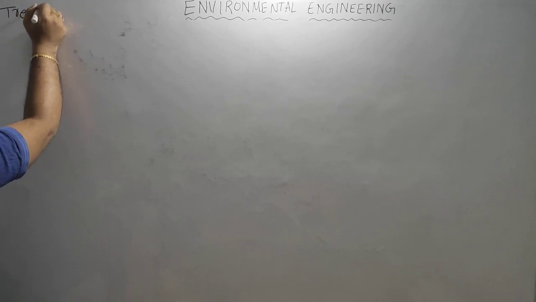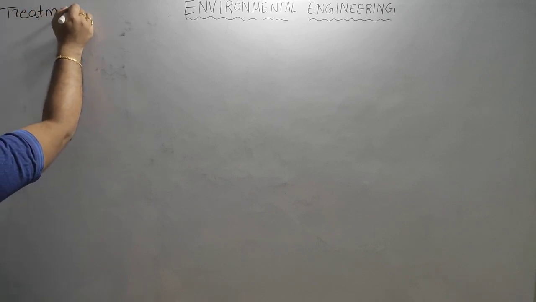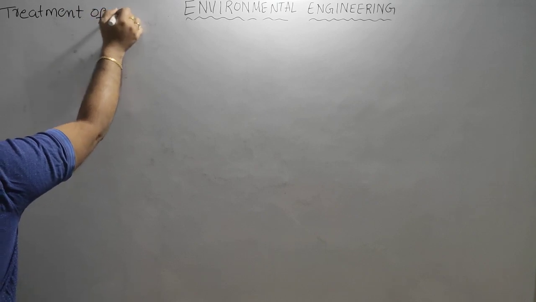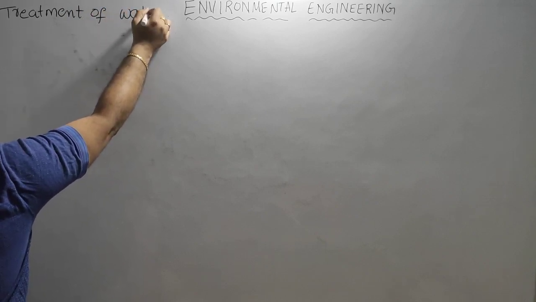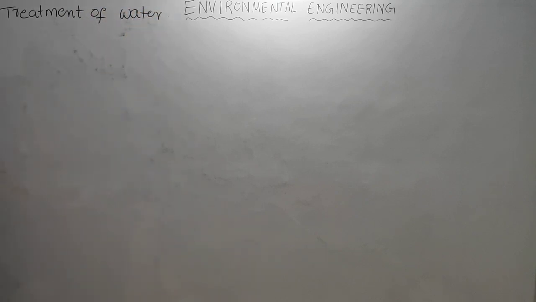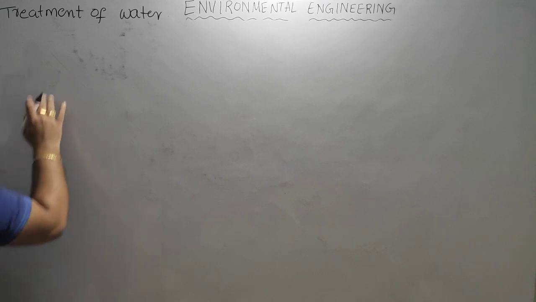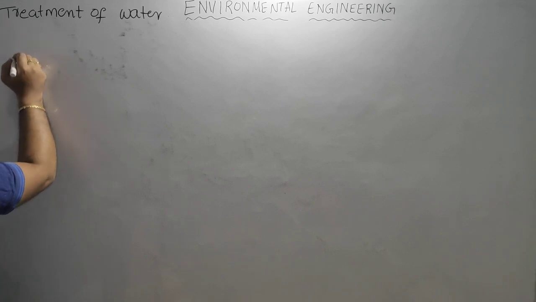Treatment of water. See, treatment of water contains various stages. Various components will come in the treatment, ranging from screening to miscellaneous treatments at the end. So what are the different kinds of treatments we are having?